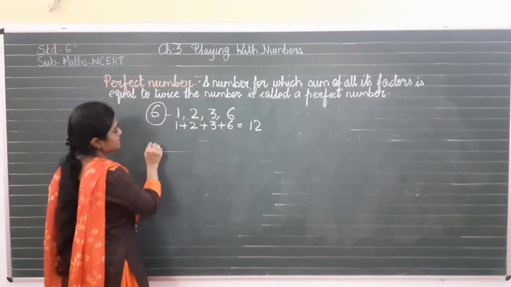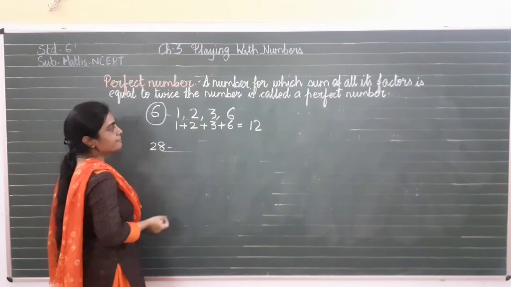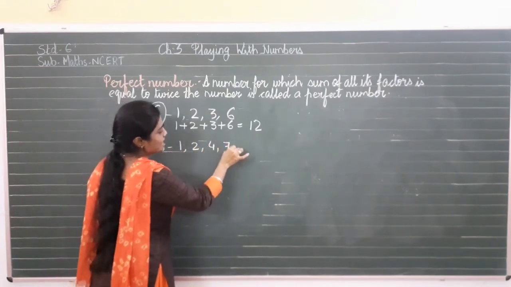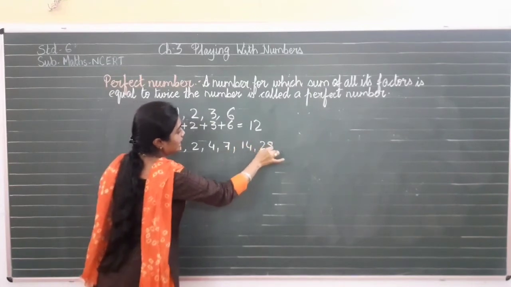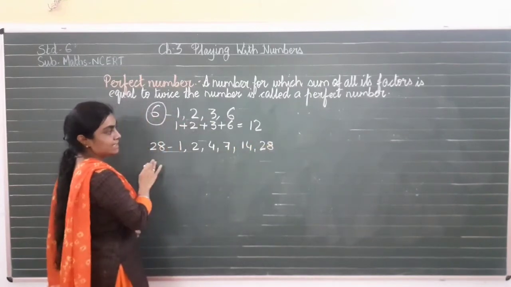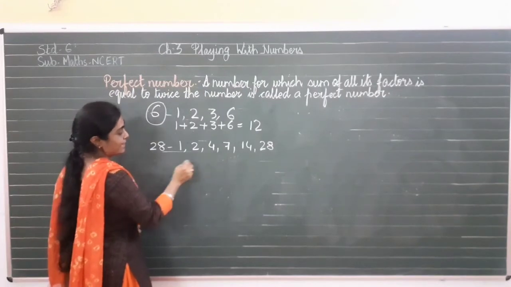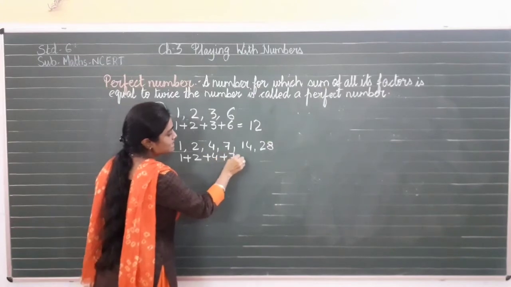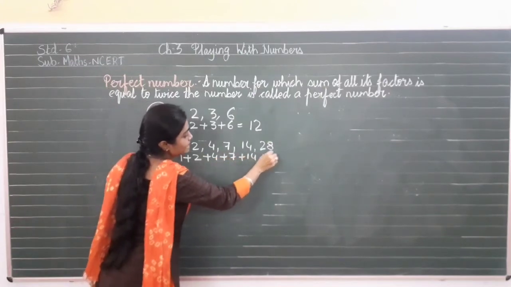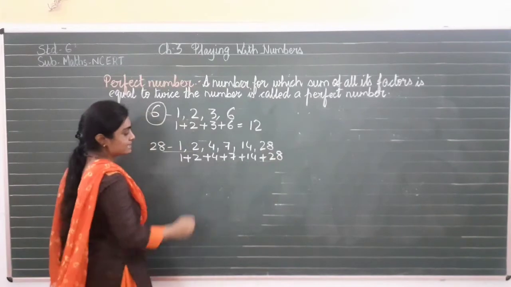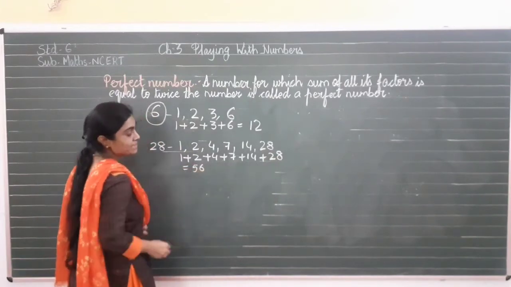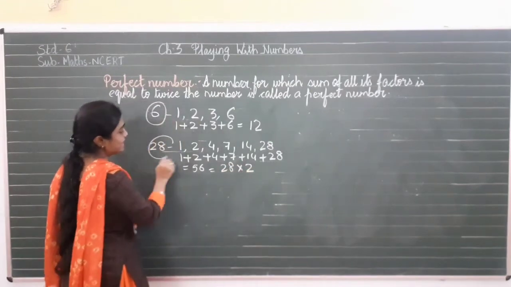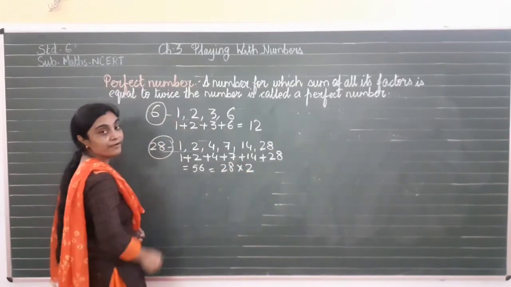Let us see another example, 28. Factors of 28 are 1, 2, 4, 7, 14, 28. These are the factors of 28. Now we will add these factors. So 1 plus 2 plus 4 plus 7 plus 14 plus 28. If you add these numbers, you will get 56, and 56 is double of 28. So we can say 28 is a perfect number.